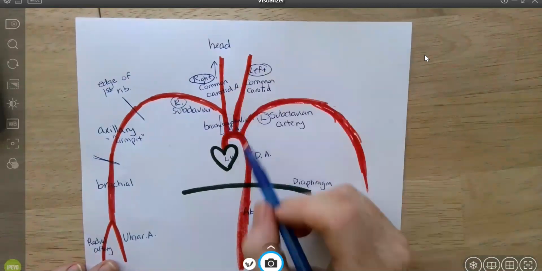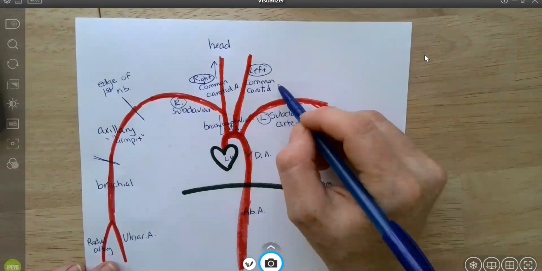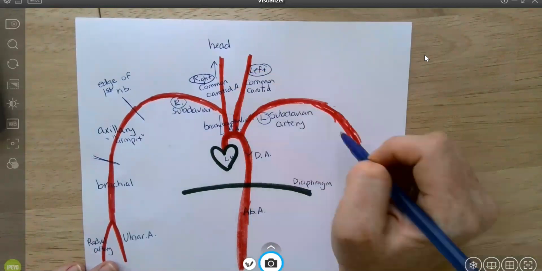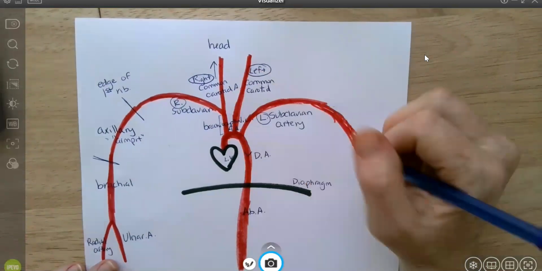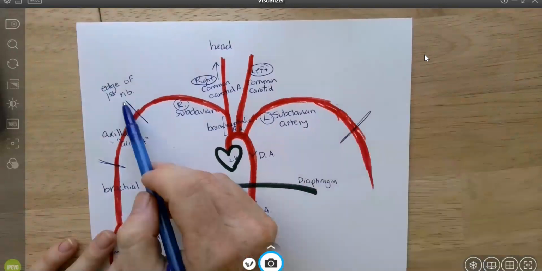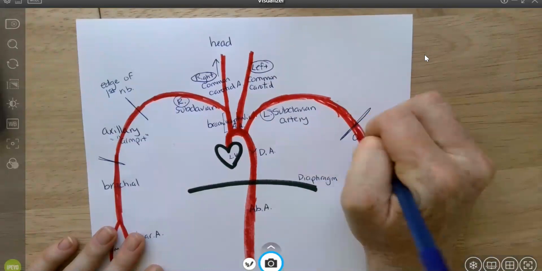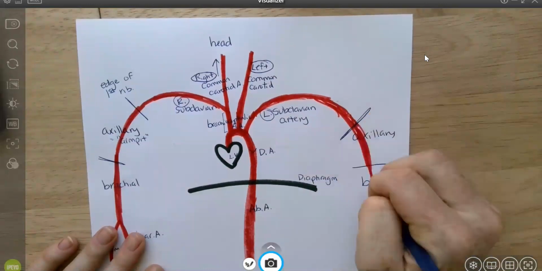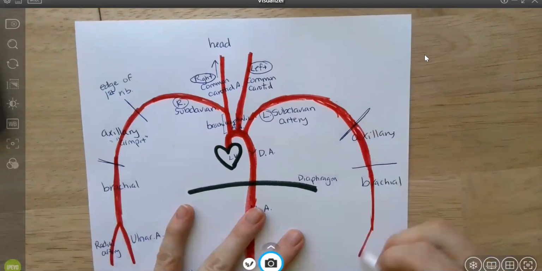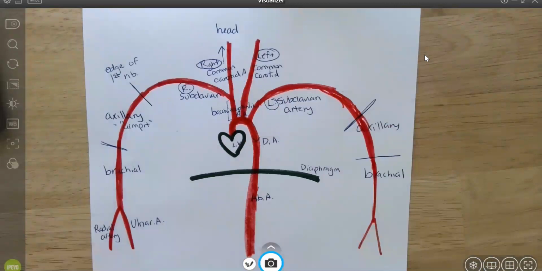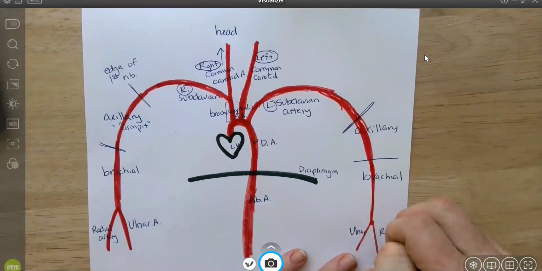Okay, so the left subclavian artery goes up and then kind of peeks out the other side of the clavicle and then kind of comes back down. So the clavicle is kind of right in this area here. And then again, at the edge of the first rib, it would become the axillary again, and then the brachial. And then again, continuing on, brachial becomes the ulnar on the medial side and the radial on the lateral side.